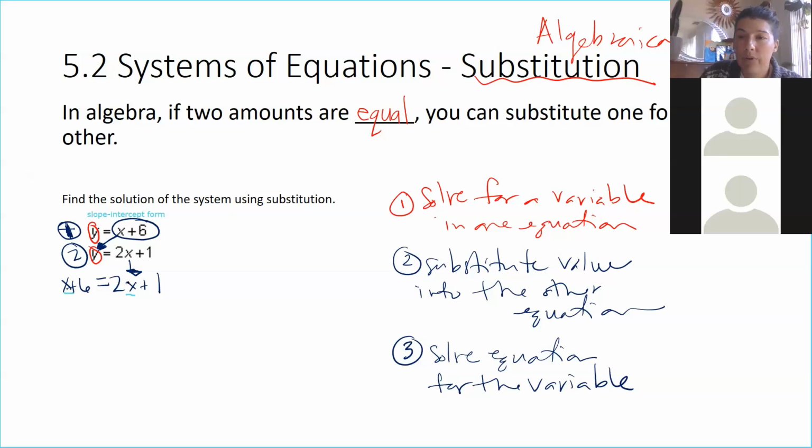What do we want to do? Do we want to move the x terms to the left or the x terms to the right? There's no wrong answer. To the right, because x is smaller than 2x. Ooh, I like that.